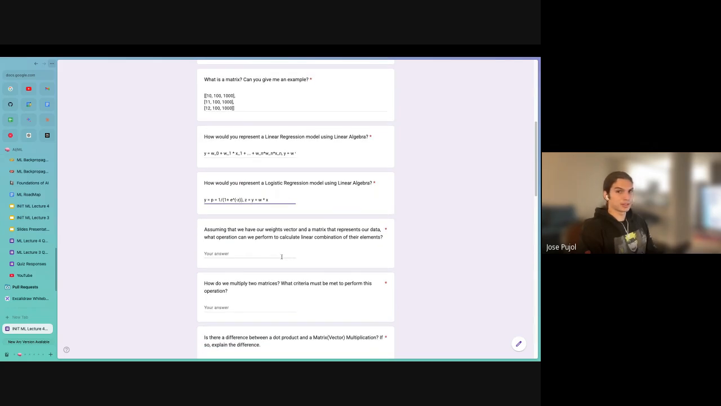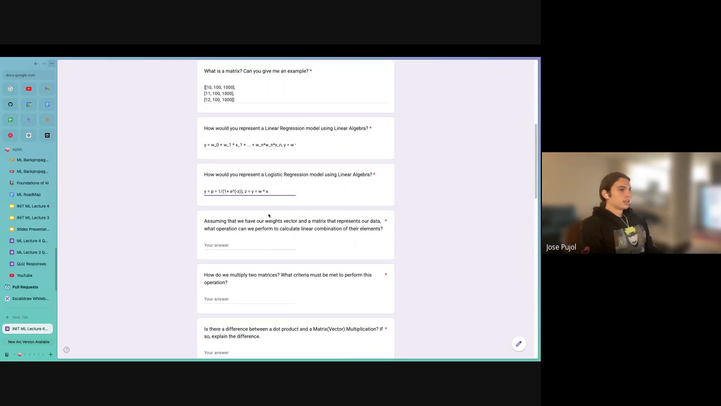Again, I'm just going over some of the review. Assuming that you have a weights vector and a matrix that represents our data, what operation can we perform to calculate linear combinations of the elements? Anyone want to respond to that one? Let me see.